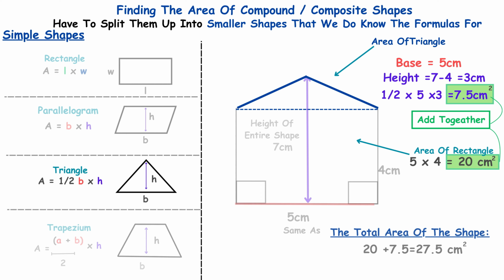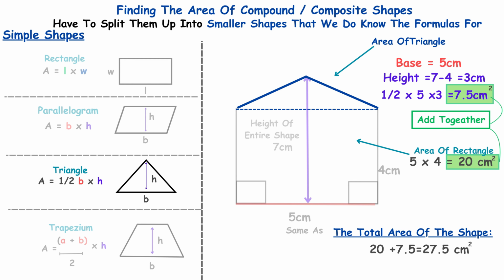Now that we know both the base and the height of the triangle, we can use the formula 1/2 multiplied by 5 multiplied by 3, which gives us 7.5 square centimeters. Finally, to obtain the total area of the shape, we simply add the two areas together, that is 20 plus 7.5, which gives us a total of 27.5 square centimeters.